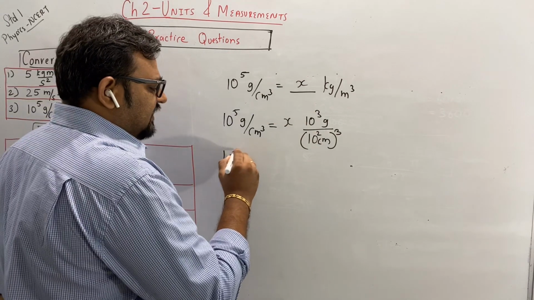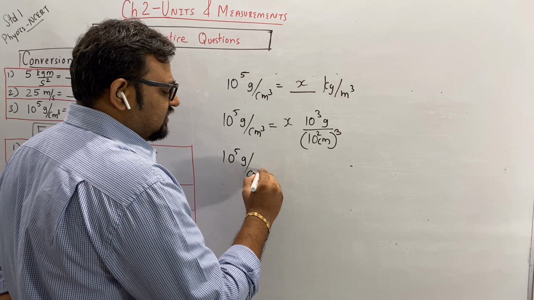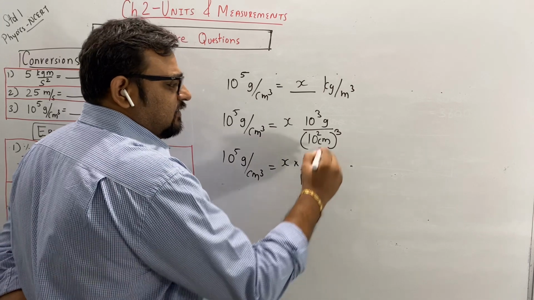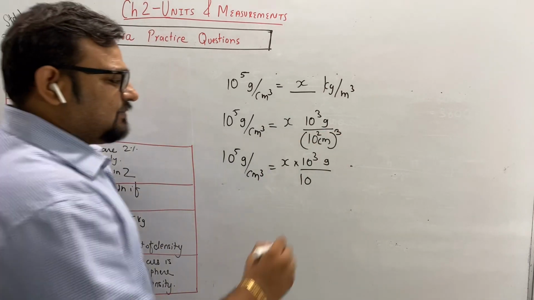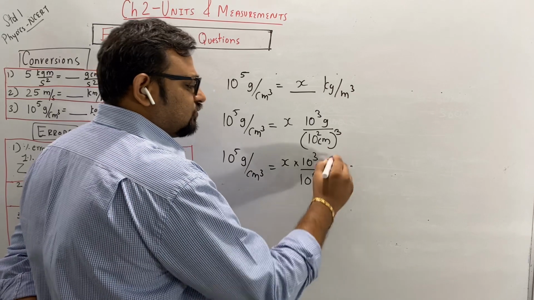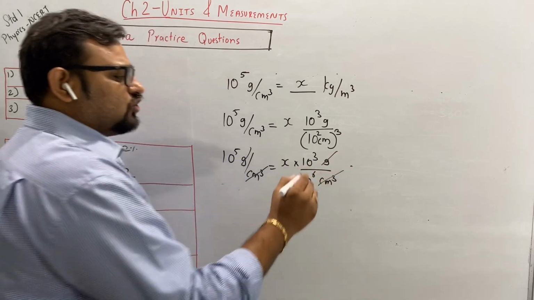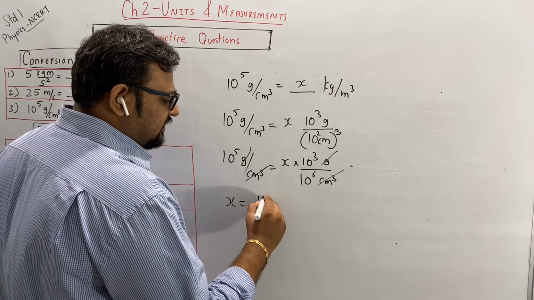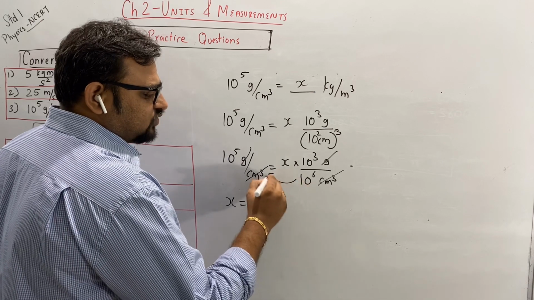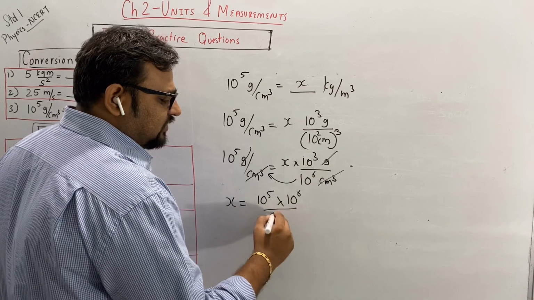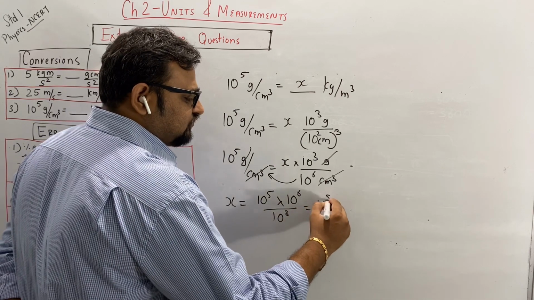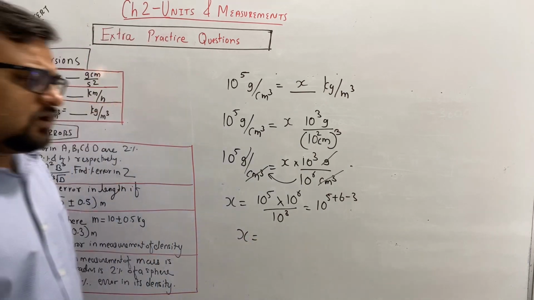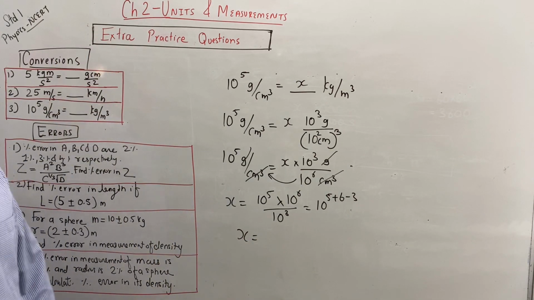So again, 10 raised to 5 gram per centimeter cube times 1 kg upon 10 raised to 3 gram, times 10 raised to 2 whole cube centimeter cube upon meter cube. So gram gets cancelled, centimeter cube gets cancelled. So x will be equal to 10 raised to 5. It is multiplied, so it will be 10 raised to 5 plus 6, and this is divided, minus 3. So 5 plus 6 is 11, 11 minus 3 is 8.